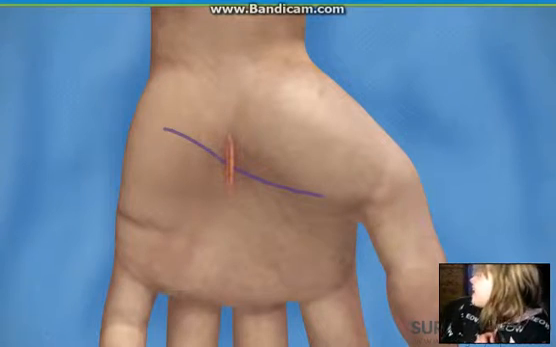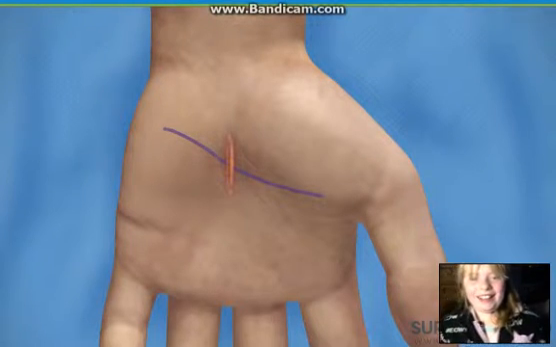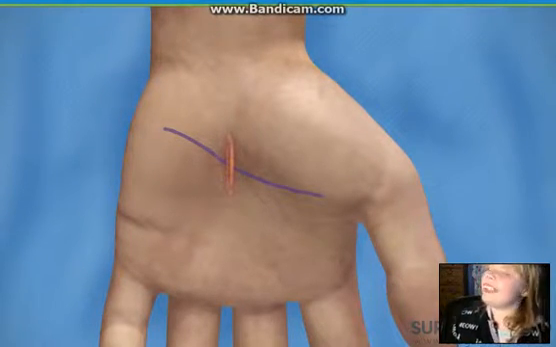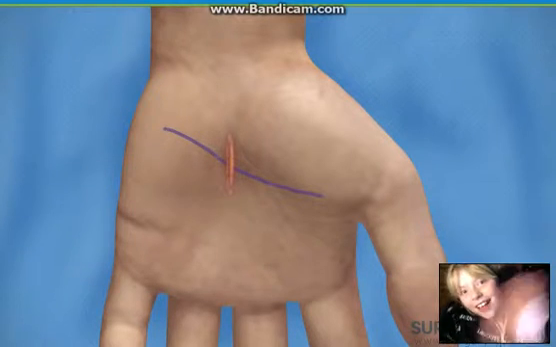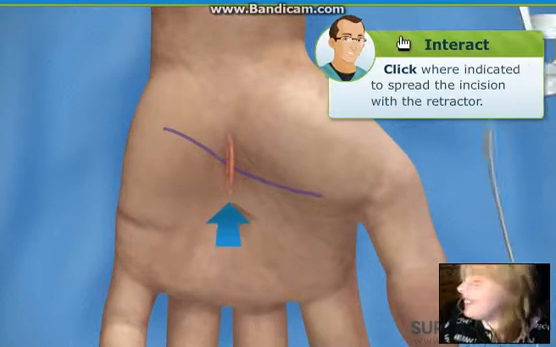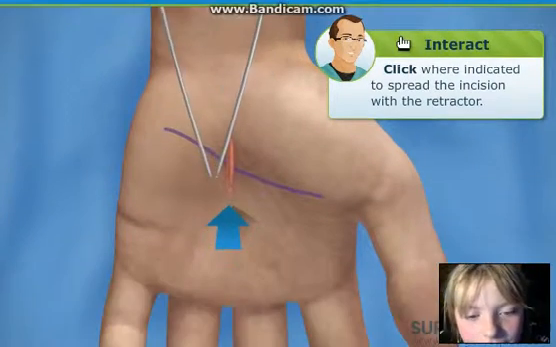Now we'll spread the incision wider to expose the transverse carpal ligament. This band of tissue is the cause of the problems. Place the retractors into the incision and spread it open.